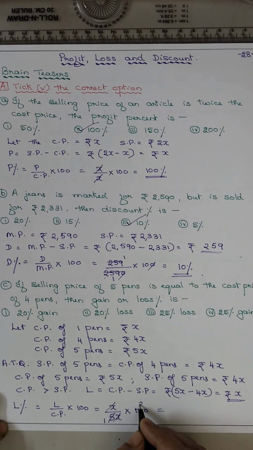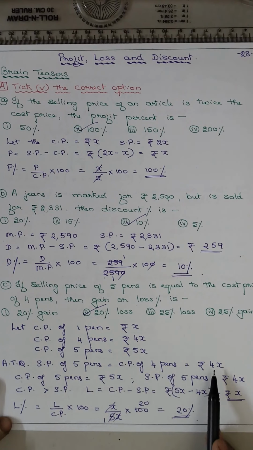Second option. समझ में आया सबको? क्वेश्चन में क्या बोले हैं? SP of 5 pens is equal to the cost price of 4 pens. इसके लिए पहले CP of 1 pen x ले लो. So CP of 4 pens will be 4x. CP of 5 pens will be 5x. But according to question, SP of 5 pens is equal to CP of 4 pens. So SP of 5 pens is 4x.